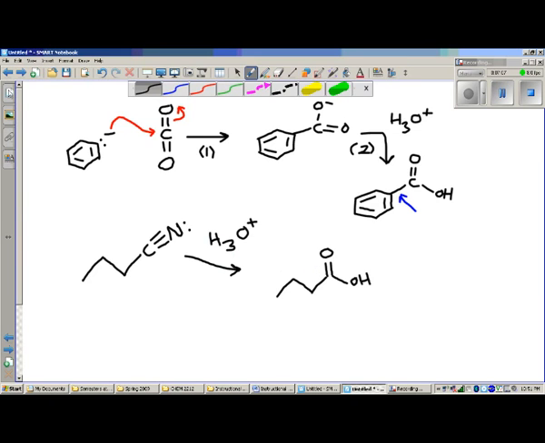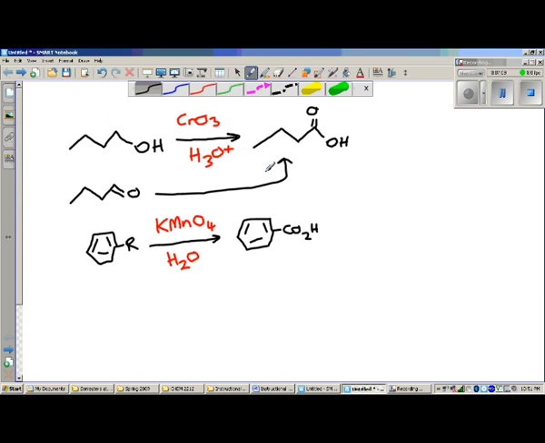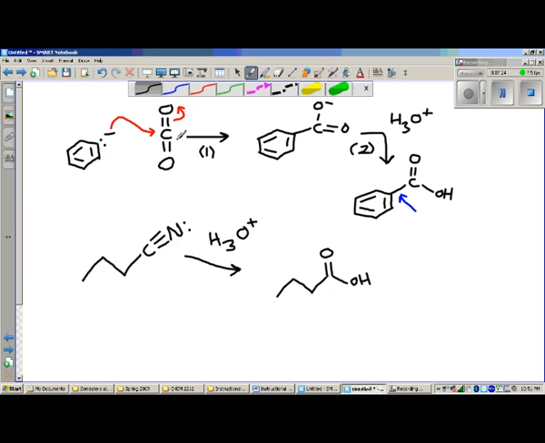Okay, so let's just review here. Oxidation of primary alcohol, oxidation of an aldehyde with our chromium trioxide. Oxidation of the side chain on a benzene to give the corresponding carboxylic acid. That's 2 methods for acid preparation. The third is Grignard reaction with carbon dioxide. And then the fourth is acidic hydrolysis of a nitrile.